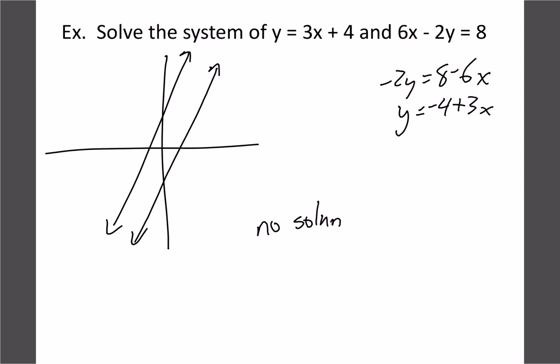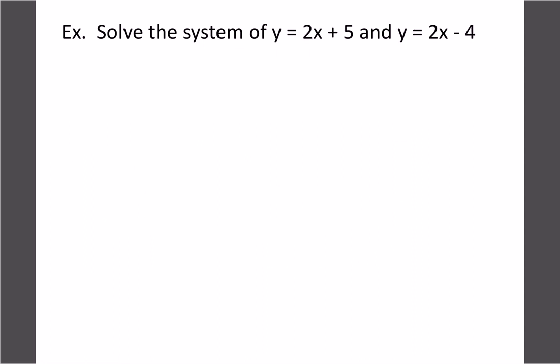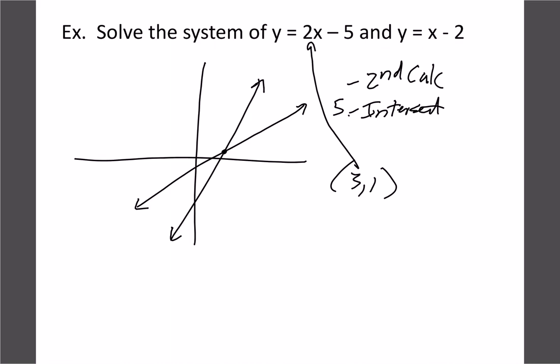We have no intersection points. Therefore, there are going to be no solutions. Whereas with the last one, we could see that it crossed at one spot, so we have one solution.